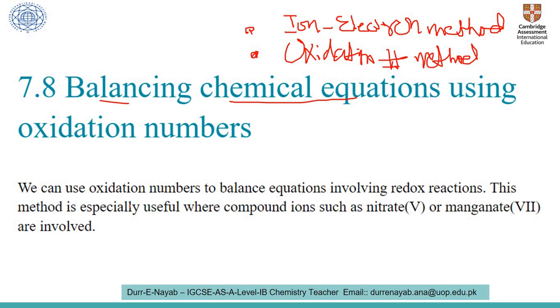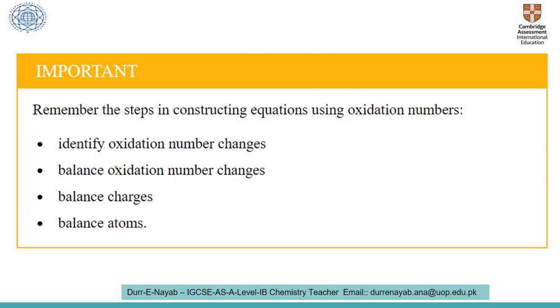This methodology of oxidation number is used for the nitrate 5 and manganate 7 ions. Whenever these ions are involved in a reaction, they are going to be balanced by this oxidation number method. Now the very first important point, we have some steps which have to be remembered while balancing the chemical equation using the oxidation numbers. The first is you have to identify the oxidation number changes.